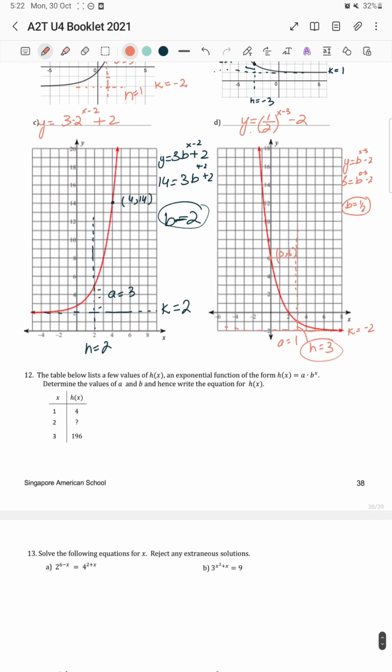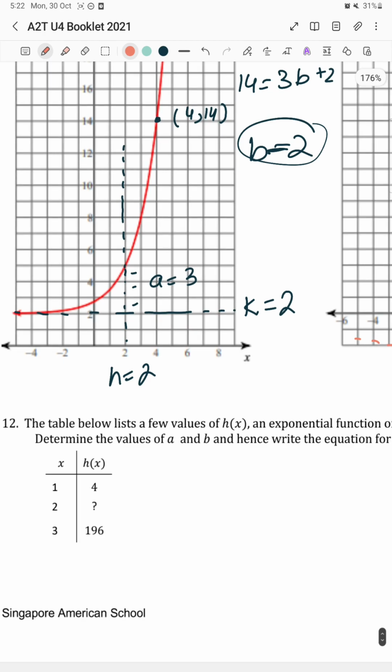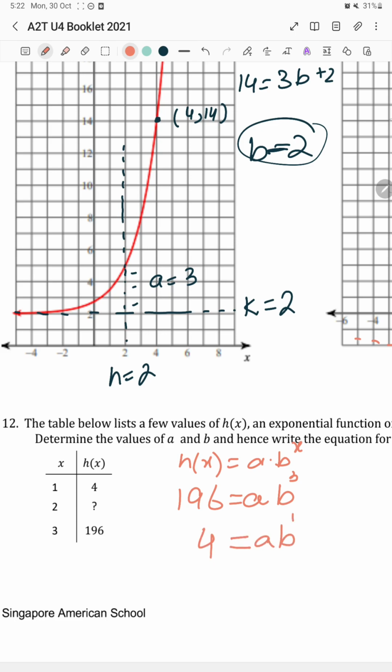Okay. So the table below lists a few values of h of x, an exponential function of the form h of x is equal to a b to the power x. Determine the values of a and b and hence write the equation for h of x. So h of x is equal to a times b to the power x. H of x is 196 when x is 3. H of x is 4 when x is 1.